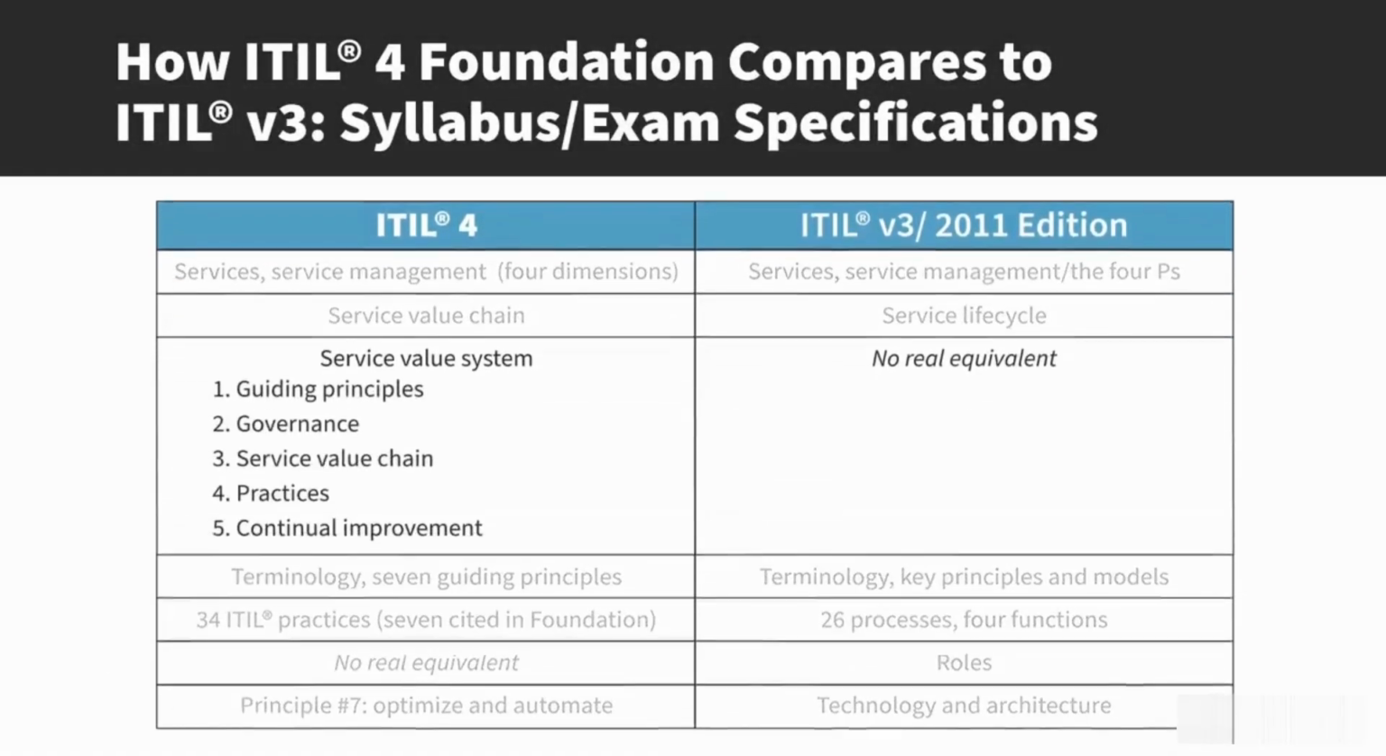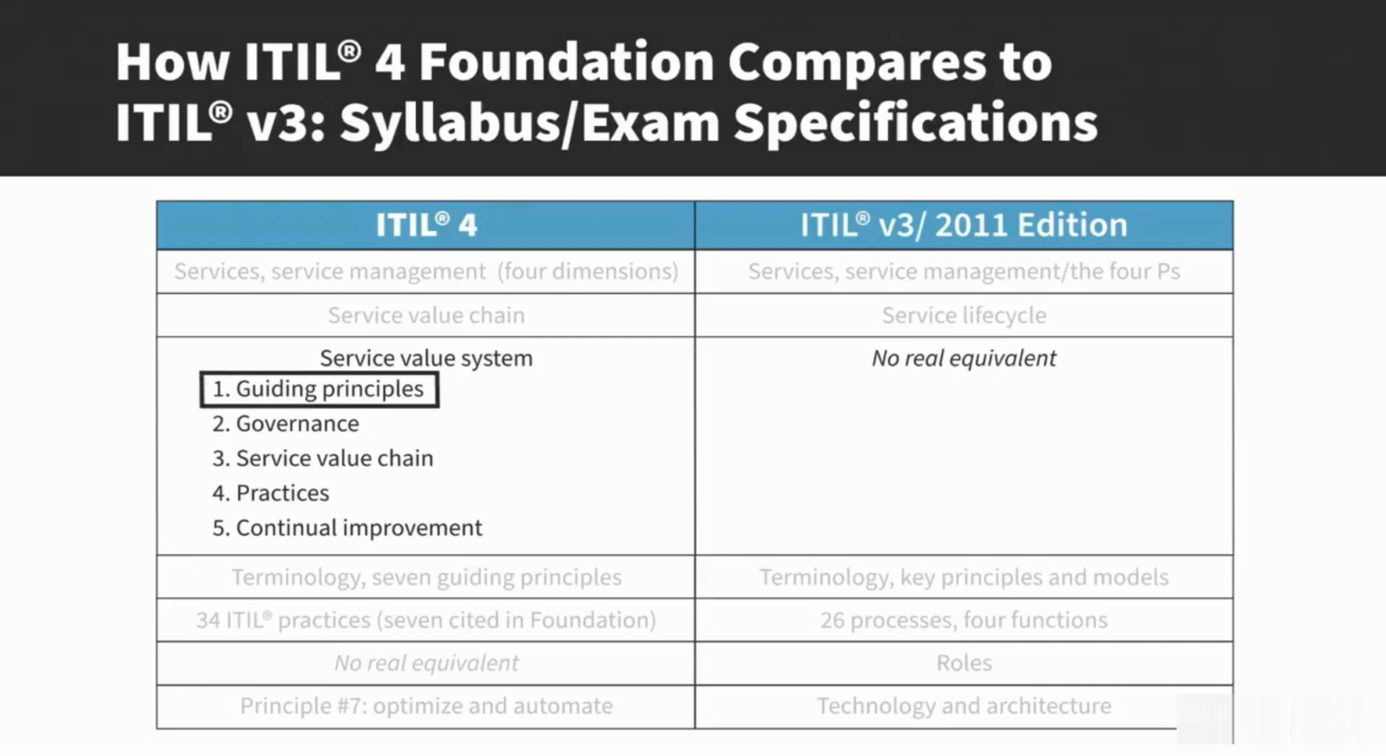ITIL 4 also introduces the 5-part service value system shown here. Note that ITIL v3 did cover many of these elements, but didn't package them in this way. Here again, ITIL 4 uses language updated to reflect DevOps, Lean, and Agile practices and terminology, like the service value chain versus ITIL v3 service lifecycle, which reflected more of a waterfall and less of an Agile approach. Let's have a look at some of these elements.